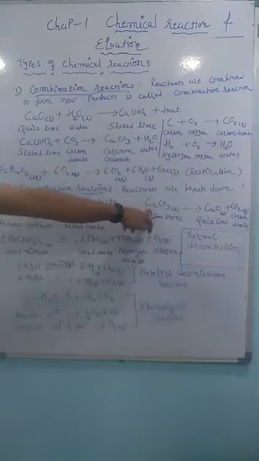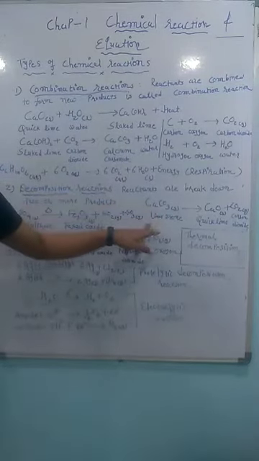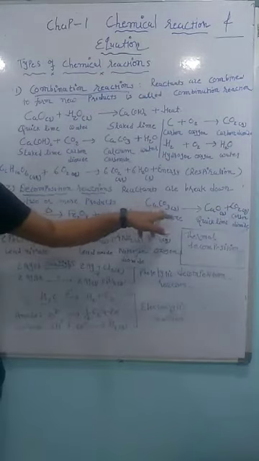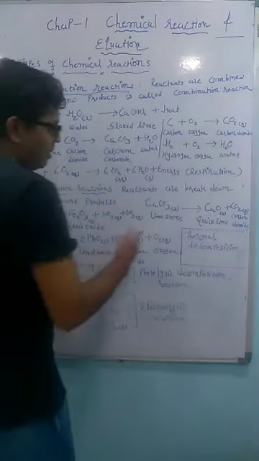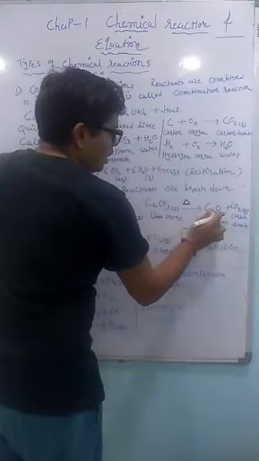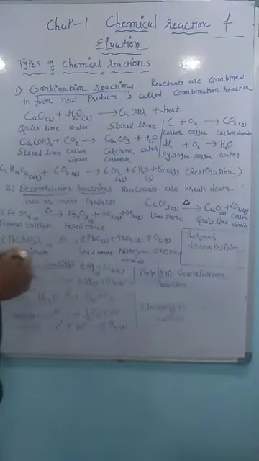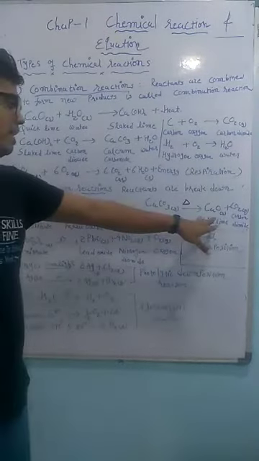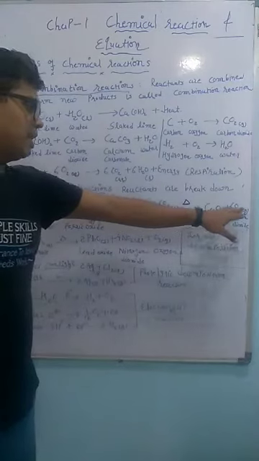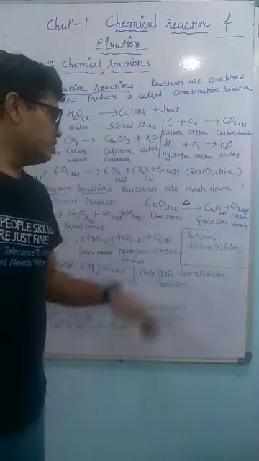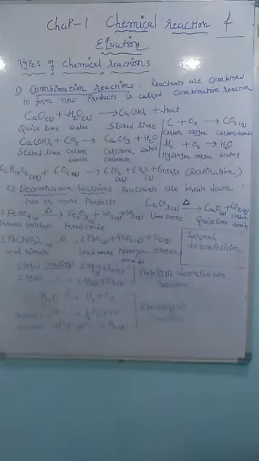Again, calcium carbonate is also called limestone. 1 mole of calcium carbonate is heated. When we apply the heat energy, it converts into calcium oxide, that is quicklime, plus carbon dioxide gas. So this is also an example of a thermal decomposition reaction.